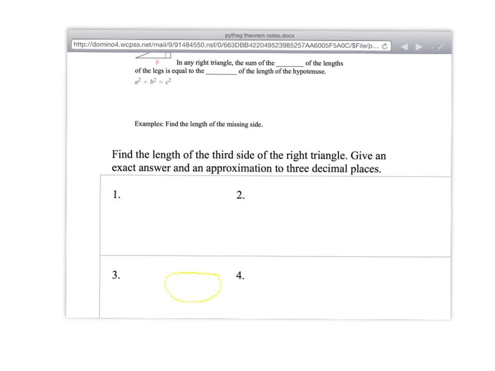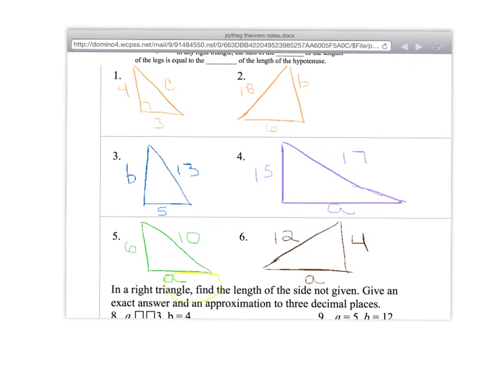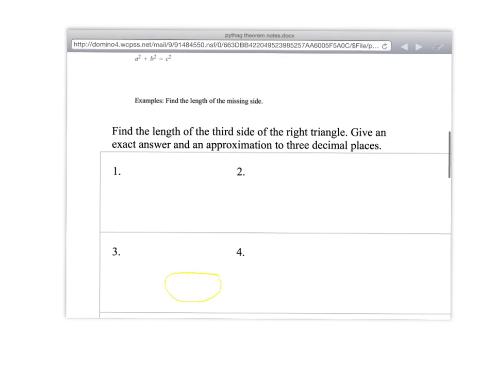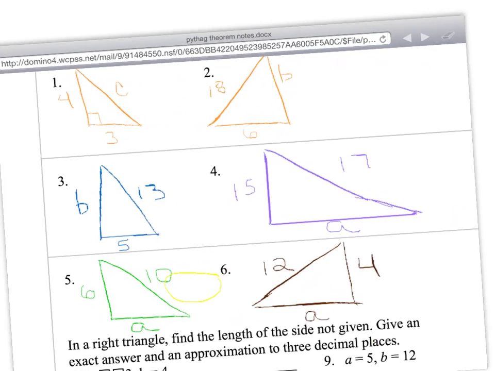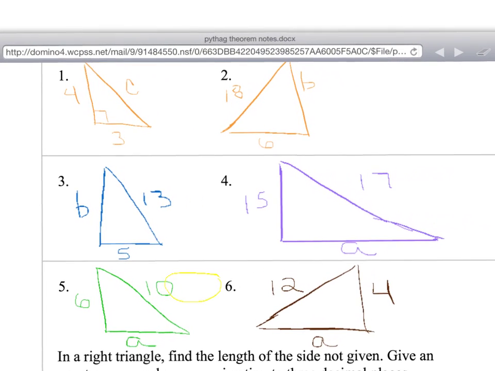Please find the length of the third side of the right triangles 1 through 4. Give an exact answer and an approximation to 3 decimal places. Please solve 1 through 6 in your notebook on page 18. I did ask you to do 1 through 4, but I believe that 1 through 6 would be better.